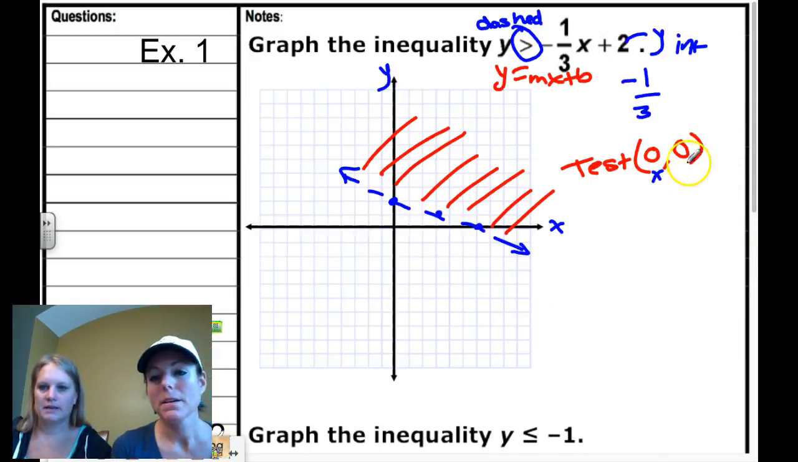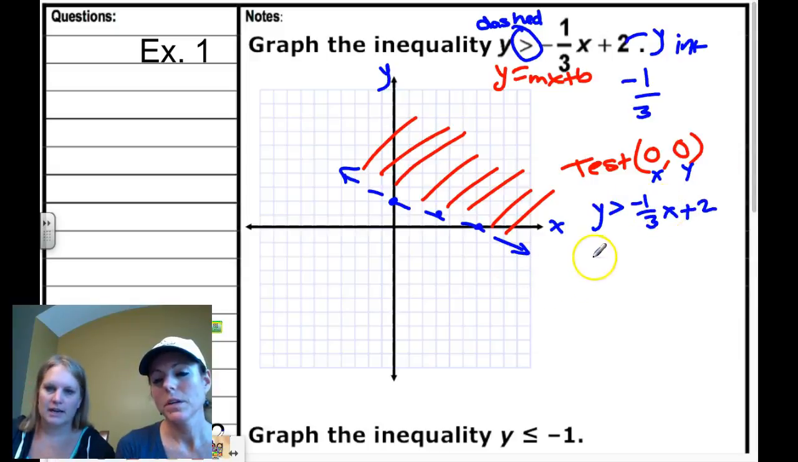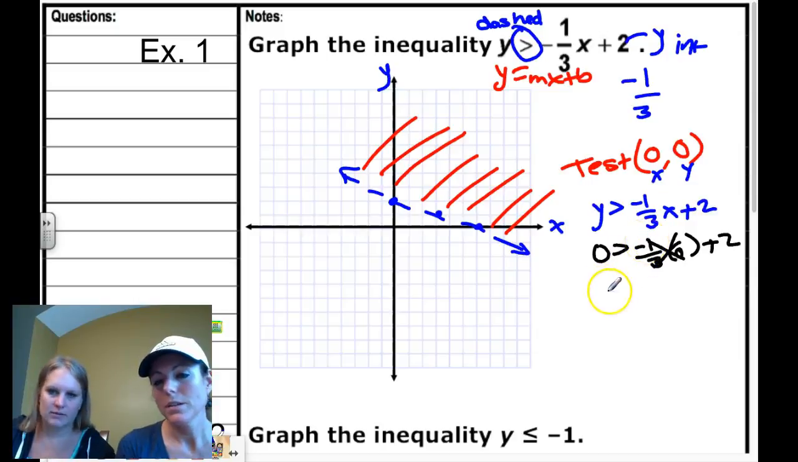Okay, so this is my x, this is my y. I'm just going to rewrite it. Y is greater than negative 1/3 x plus 2. So if I plug it in, I have 0 is greater than negative 1/3 times 0 plus 2. Well, that cancels because we got a 0. So it's saying 0 is greater than 2.